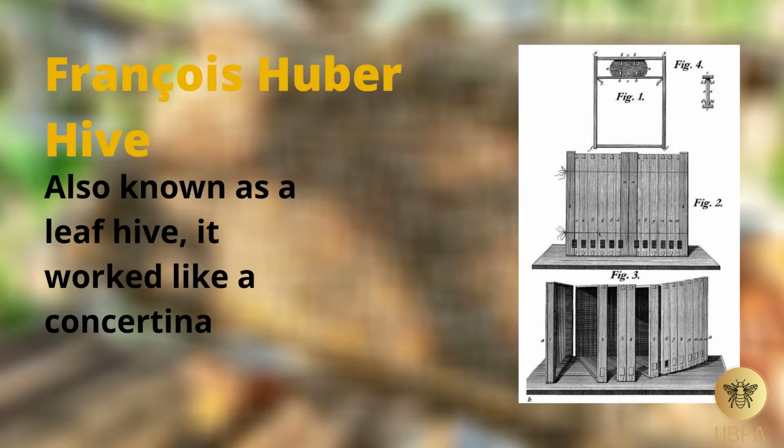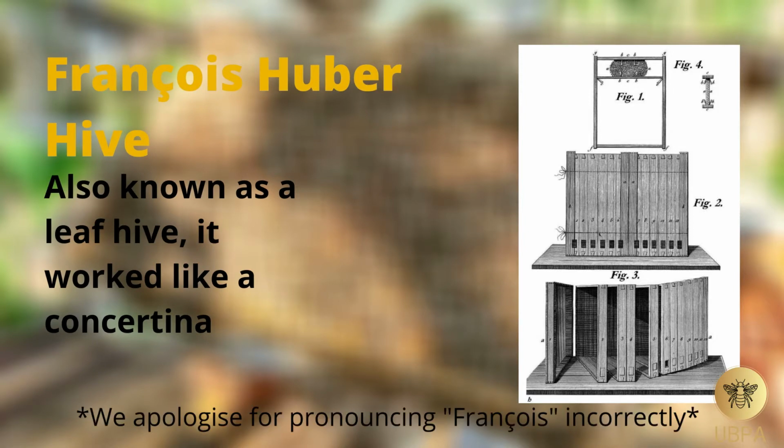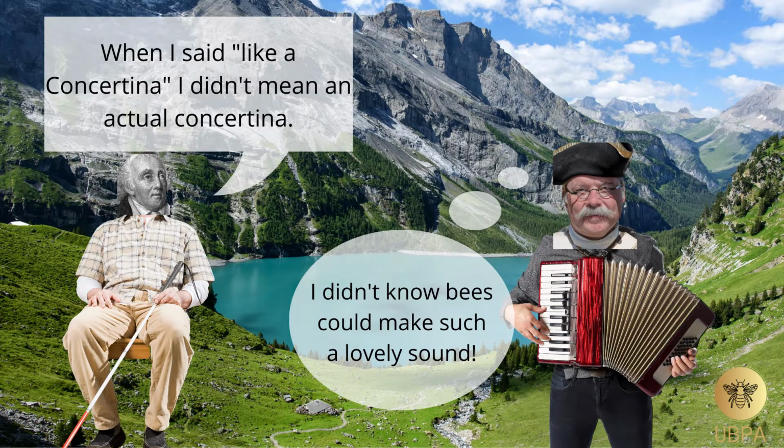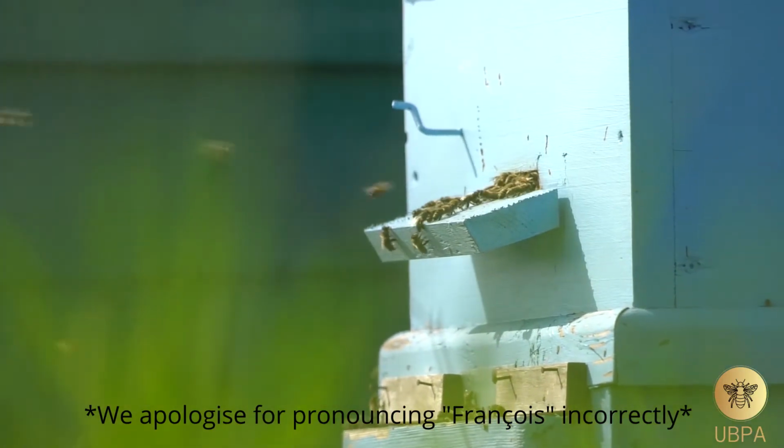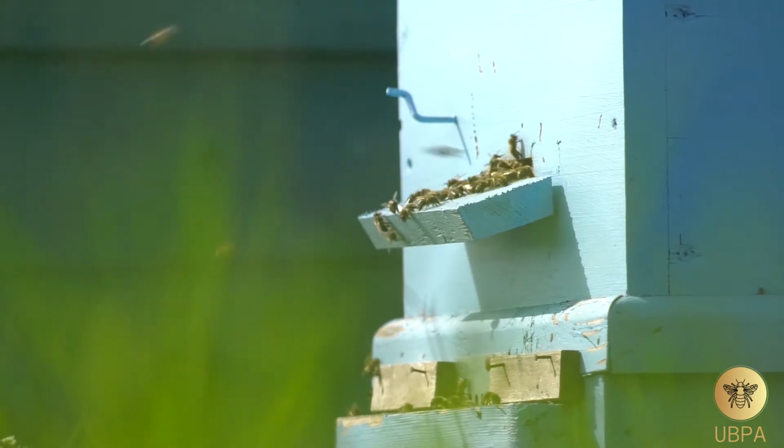Lorenzo drew heavily from the work and knowledge of Swiss apiarist Francis Huber, who invented the leaf hive. This style of hive was a fully movable frame hive that allowed the apiarist to open and inspect the hive with less disturbance to the bees. Lorenzo credits Francis's work as giving him the confidence to go forward with the idea for a hive.